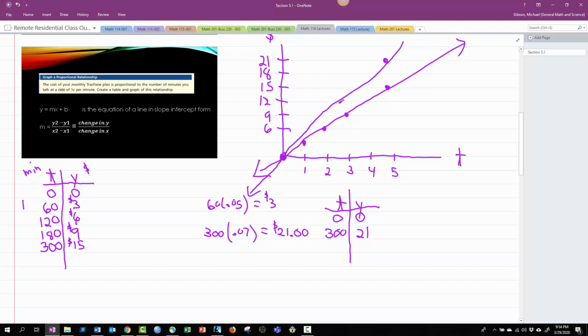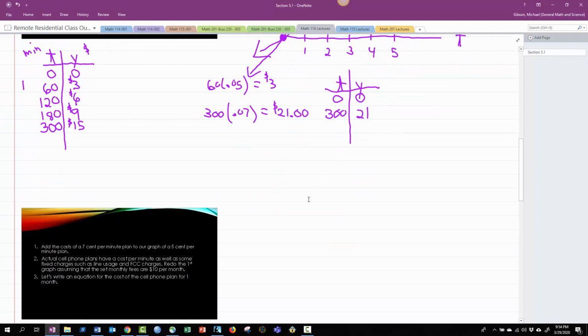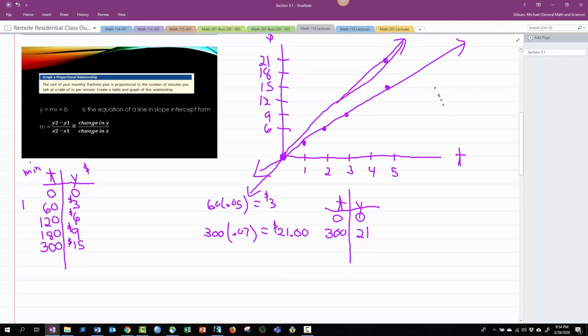Not the world's straightest line, but you get the point, right? There we go, another straight line. It's just a steeper slope, and it's a steeper slope because it's 7 cents. Really what it comes down to here, you know what the slope is of this one?